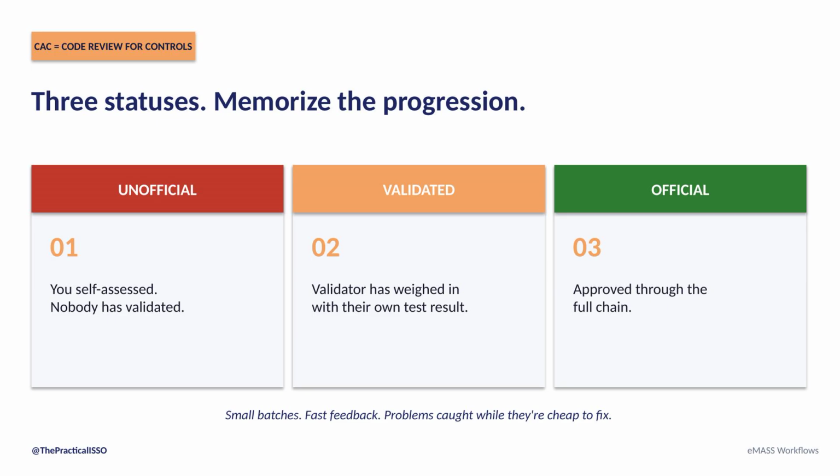EMASS tracks this with a status progression worth memorizing. Unofficial means you've self-assessed, but nobody has validated. Validated means the validator has weighed in with their own test result. Official means the control is approved through the full chain. Think of the CAC as code review for controls. Small batches, fast feedback, problems caught while they're cheap to fix.